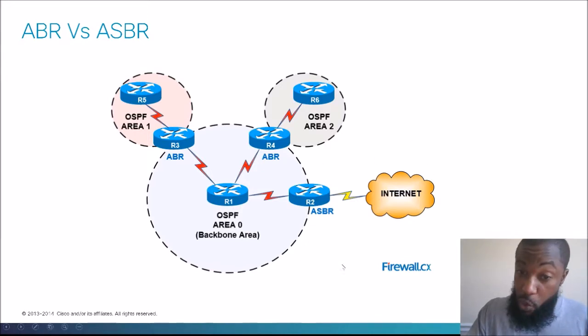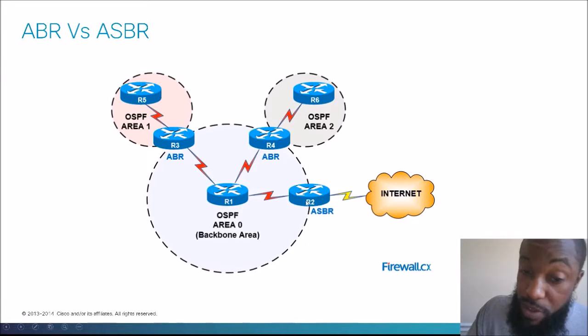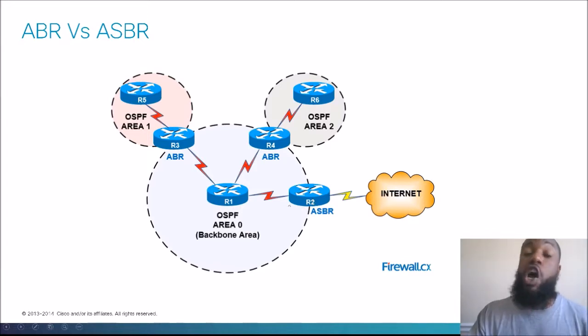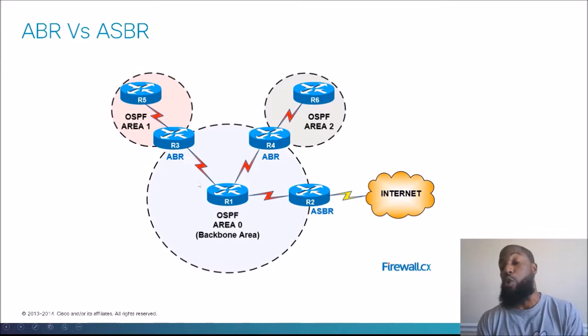If this was also an OSPF domain, this would actually change his title to an ABR. I hope that makes sense to y'all. But he is an ASBR because he's on the border of two autonomous systems or two different routing protocols. That's why he's an ASBR. These guys are ABRs because they are on the border of two different areas of OSPF. Remember, EIGRP doesn't work with areas. It works with autonomous systems.